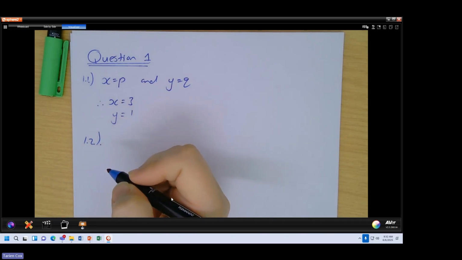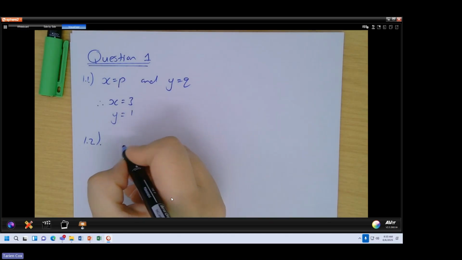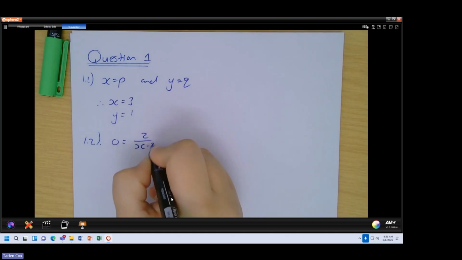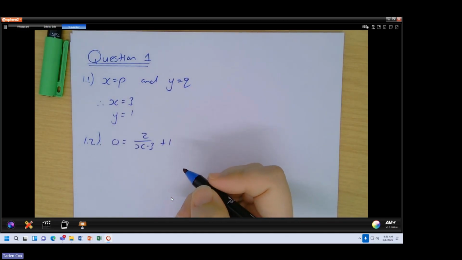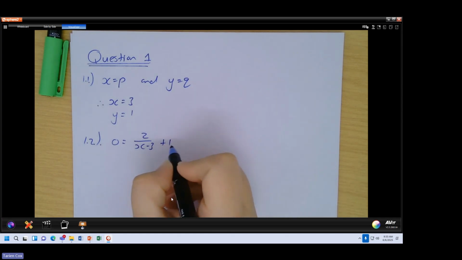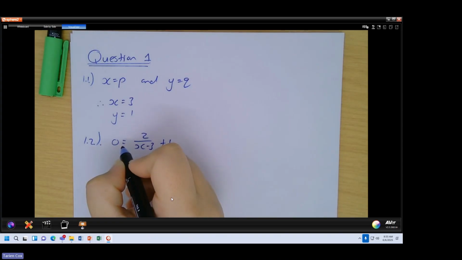1.2, calculate the coordinates of the x and y intercepts of f, which means if I want the x-intercepts, I need to make y 0. So 0 is equal to 2 over x minus 3 plus 1. So this is a hyperbola. I didn't mention that when we started the question. What must I do now? I'll take the positive 1 because I need to bring this x minus 3 up. In order to do that, the easiest is to multiply to the other side.